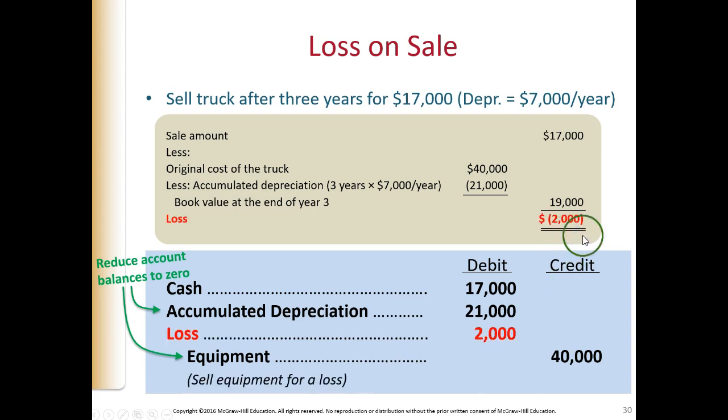But now we sold the item at a loss. We sold it for less than book value. Losses are recorded as debits. So the loss is debited, and the entry balances. If you add these three debits up, they total $40,000. So we always record losses as debits, and the gains we have selling equipment or the losses will go straight to the income statement.